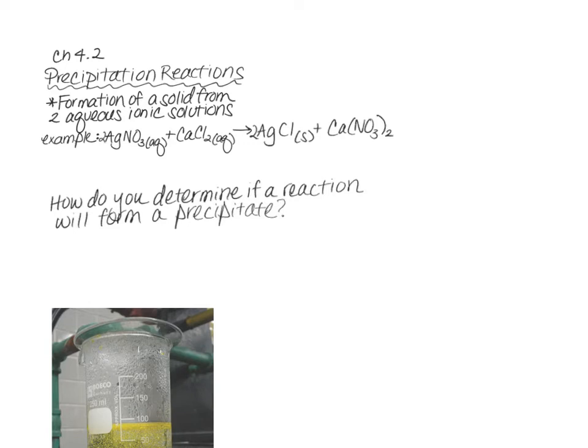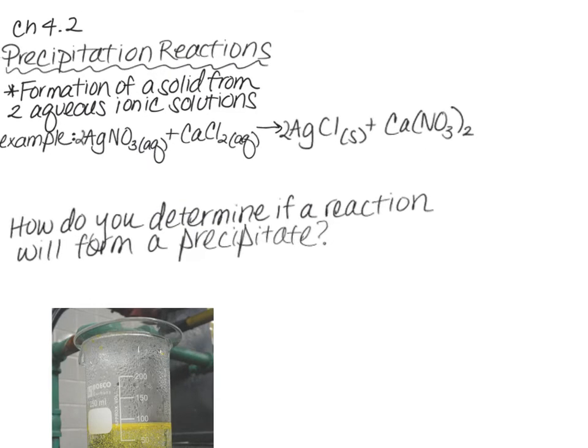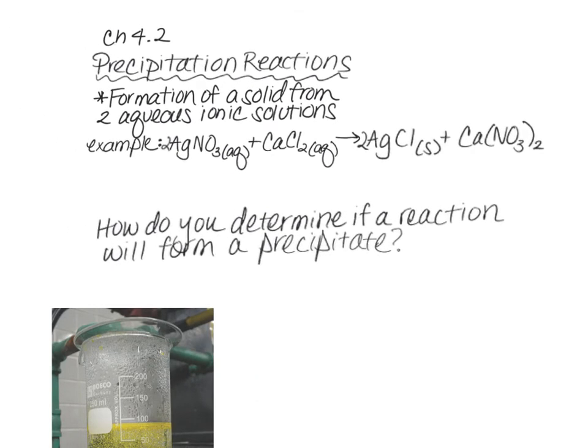All right, so what is a precipitation reaction? It is a reaction when a solid is formed from two aqueous ionic solutions. So there's a lot of words in there. So let's kind of unfold what that means. So here's an example of a precipitation reaction. Look on the left-hand side. I'll make this a little bigger. What we have is silver nitrate and calcium chloride.